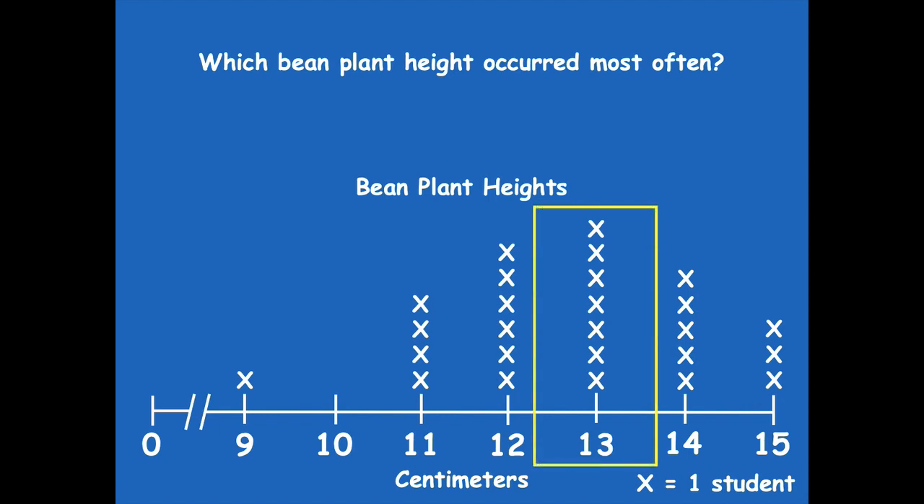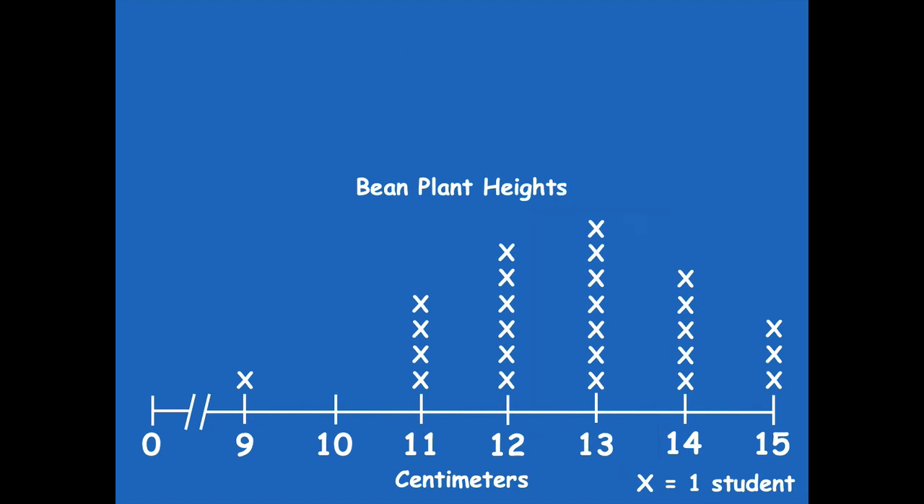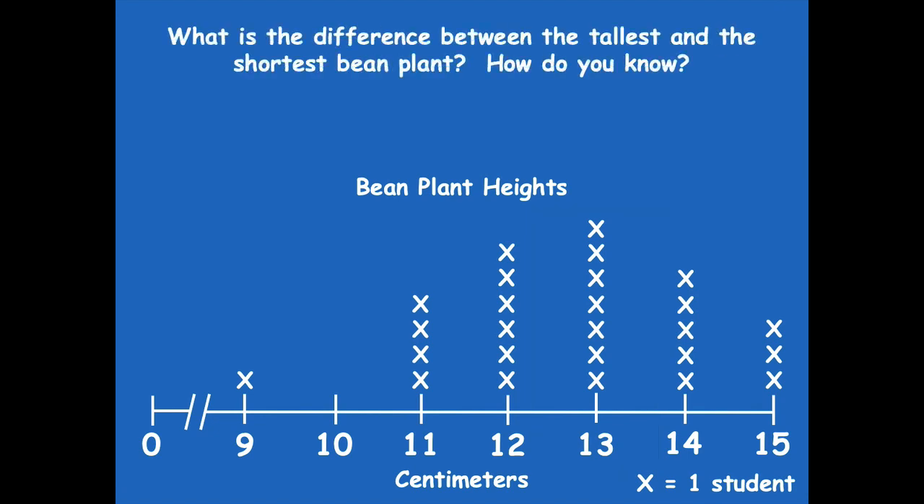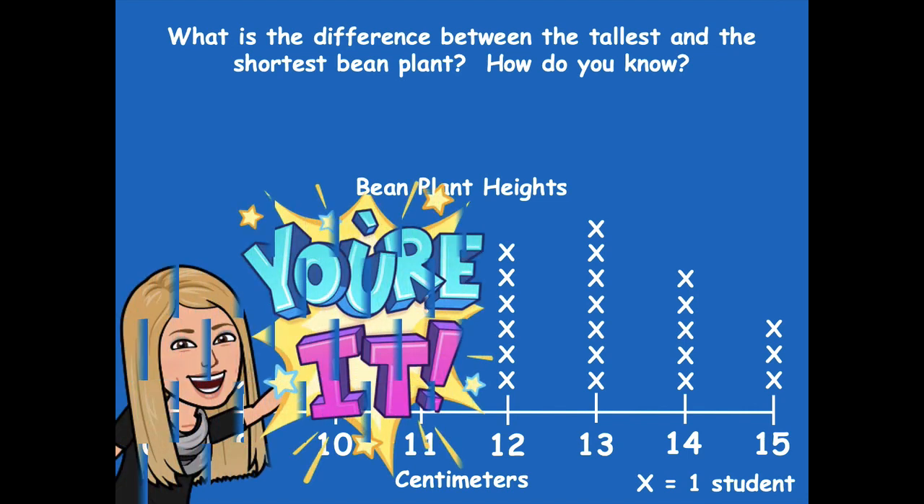All right, 13 centimeters had the most. The students had the most bean plants at 13 centimeters, with 7 students. What is the difference between the tallest and the shortest bean plant, and how do you know? So pause the video, answer that question, and then click play when you're ready to go over it together.